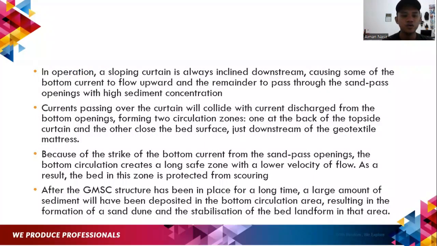For the working operation, the sloping curtain is always inclined to the downstream, causing some of the bottom current to flow upwards and to pass through the sand pass opening with high sediment concentration. Current passing over the curtain may collide with the current discharged from the bottom opening, forming two circulation zones, one at the back of the top side of the curtain, and the other close to the bed surface, just downstream of the geotextile mattress.